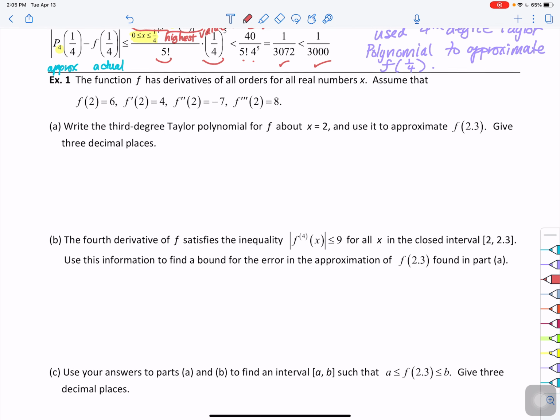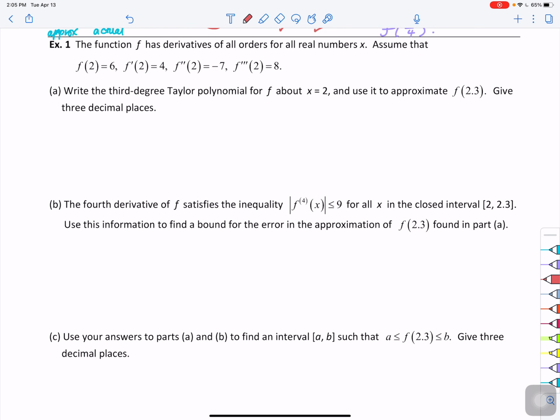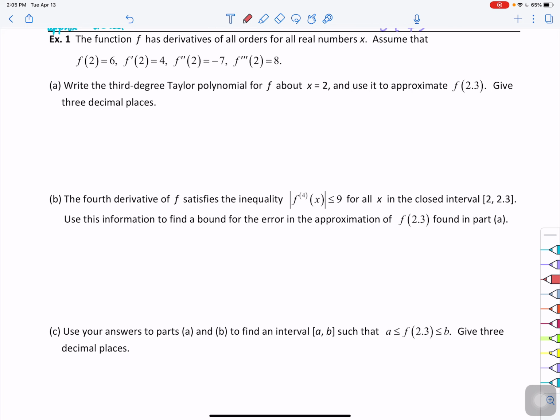The function f has derivatives of all orders for all real numbers x. Assume that f of 2 is 6, f prime of 2 is 4, and so forth. Write the third degree Taylor polynomial for f about x equal to 2, and then use that to approximate f of 2.3, and we'll use 3 decimal places. So let's go ahead and find the third degree Taylor polynomial. You can use p or you can use t. Let's use t today.